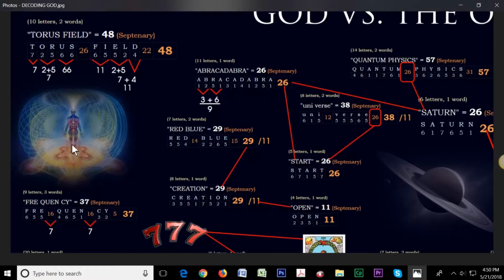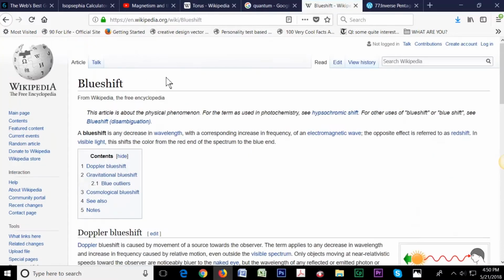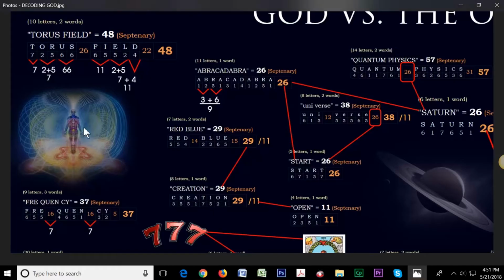It's the red shift to the blue shift, or the blue shift descending down to the red shift. And what I mean by that is inside the torus field, you have at the very top called the blue shift, and the blue shift is a decrease in the wavelength going down and as below, and then the red shift is the perception of the light going up, which is the as above. And that's where we get the torus field aspect.